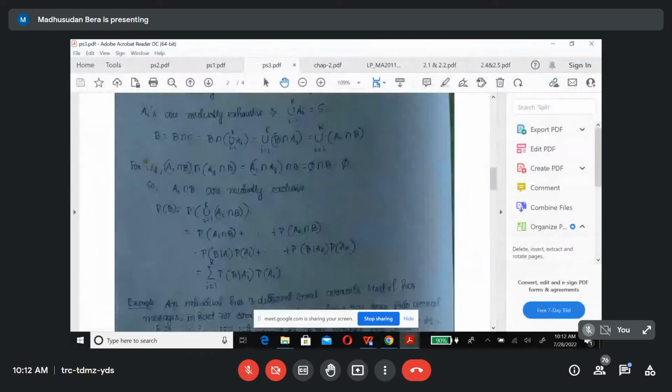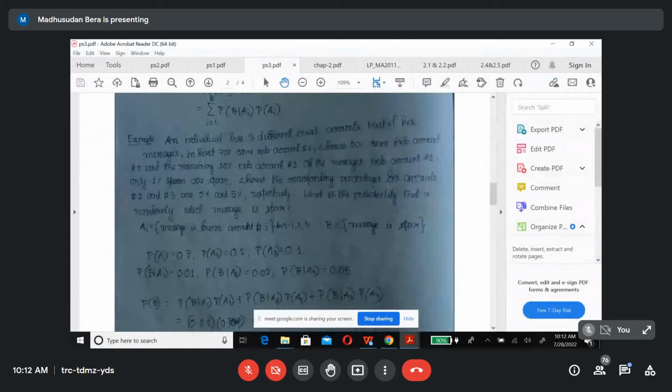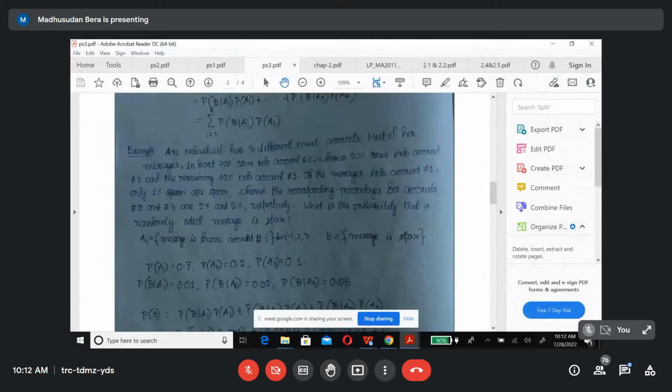One question is written here. An individual has 3 different email accounts, and most of the messages, in fact 70%, come into account 1. So 70% of emails come into account 1, whereas 20% come into account 2 and the remaining 10% into account 3.